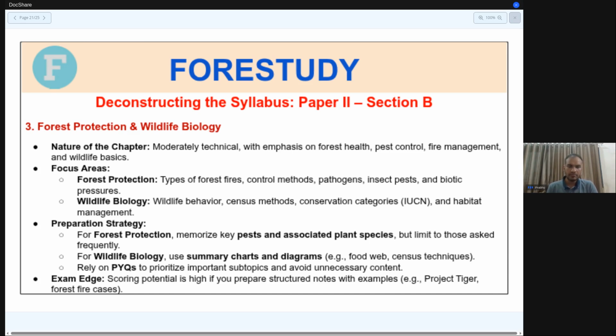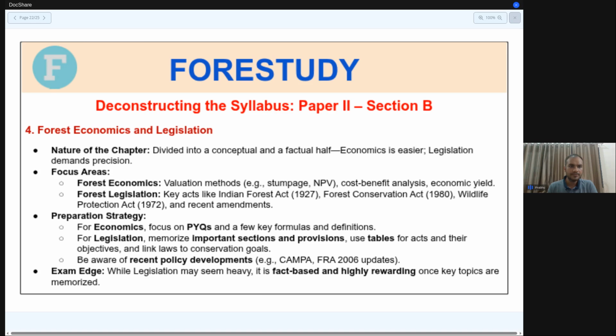Take time, memorize bit by bit. Use mnemonics in order to remember these things. But if you have done these things properly, then you will get a moderate score in forestry. So the next chapter is forest economics and legislation. There are two subchapters: forest economics and legislation.